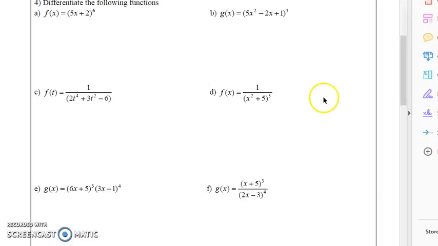Hello, we're going to look at an example of chain rule. This is a question that has shown up in the worksheet for 2.4, I guess. This is the question. Question 4: g of x is (6x + 5) cubed multiplied by (3x - 1) to the fourth. We want to find its derivative, or differentiate this function. This is a product, but each one of them is not easy to do, so we'll look at how we can use chain rule to do this.